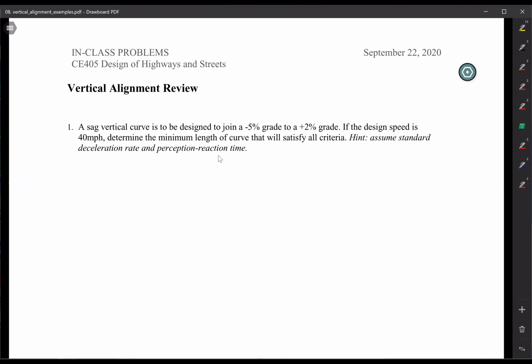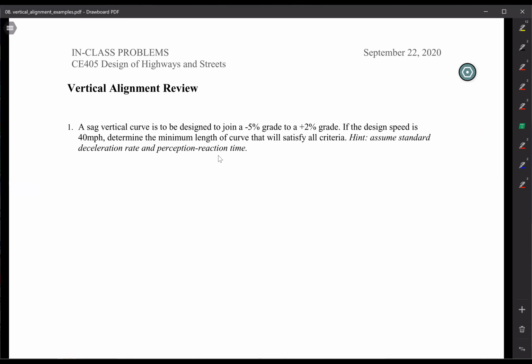assumptions for driver's eye height and obstacle height. So does everyone have their example sheet up and handy and ready to go? Yep. Yep. Cool.